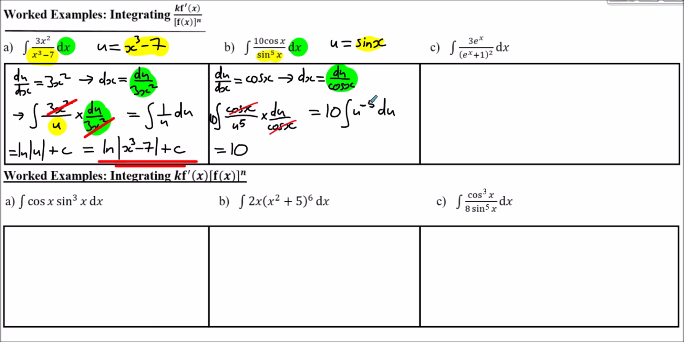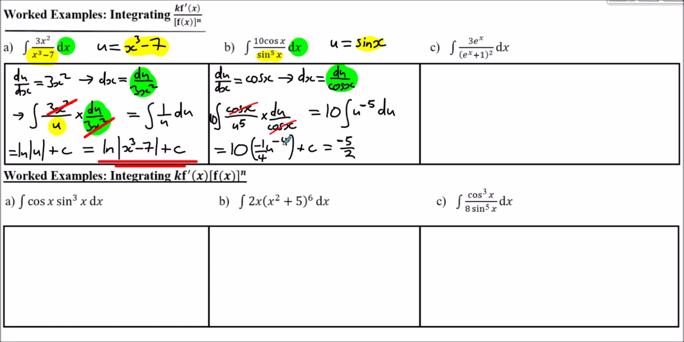We're going to increase the power by 1. So we're going to have u to the minus 4 and divide by the new power. Divide by minus 4 is the same as multiplying by minus 1/4. Plus, of course, c. Simplify and revert back to the original variable. So minus 10 over 4 is the same as minus 5 over 4. So it's the same as minus 5 over 2. What am I thinking? Minus 5 over 2.